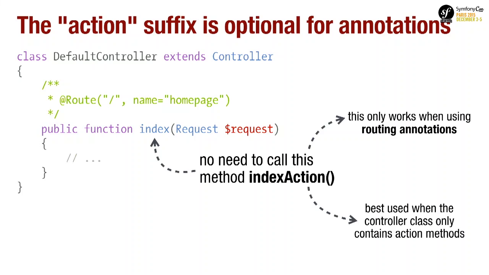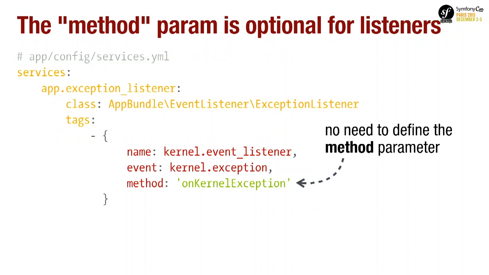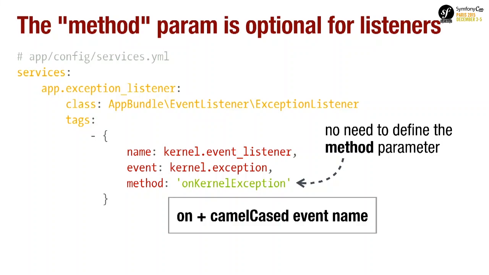It's not mandatory. The same goes for this one. The method parameter of event listeners is optional too. There is no need to do that. Everyone does that on kernel.request. There is no need, because Symfony does exactly that. If you don't define the method parameter, Symfony does on plus the camel case name of the event. So no need to do that.